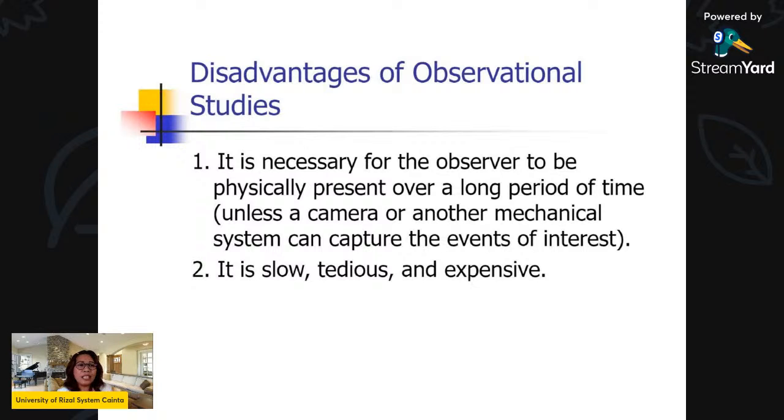Number two, it is slow, tedious, and expensive. Nagiging expensive. Bakit? It is very slow, because you have to wait for the time of the recording to finish. Okay, nagiging expensive because you need a good quality of recording material, or devices na pwede natin magamit kapag magre-record tayo ng isang event in a period of time.